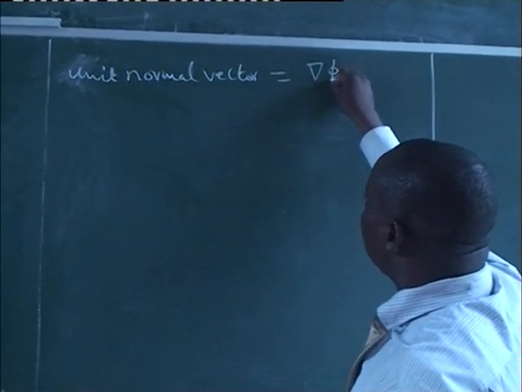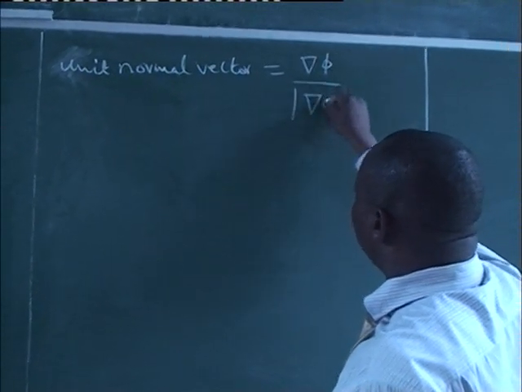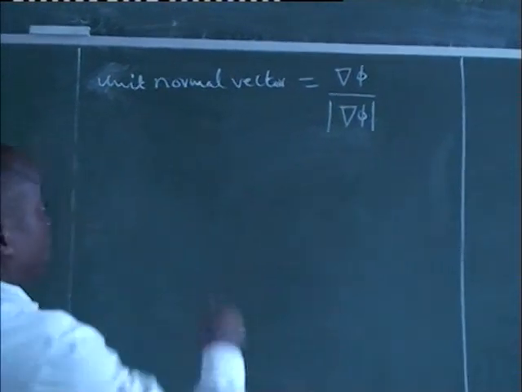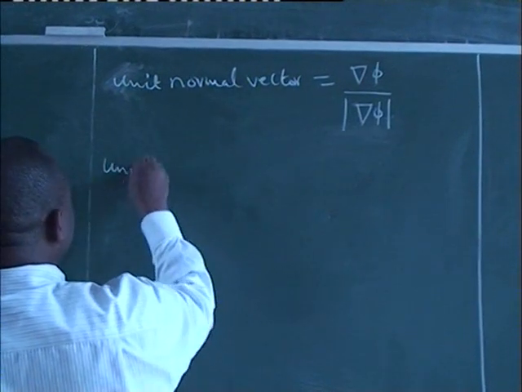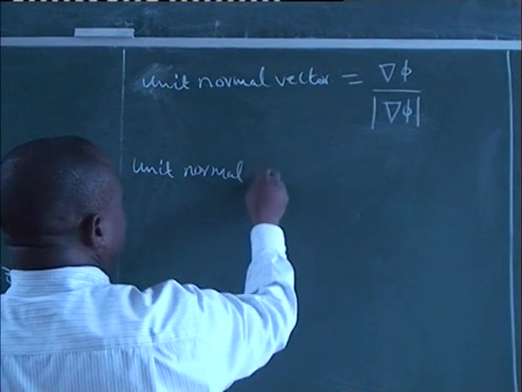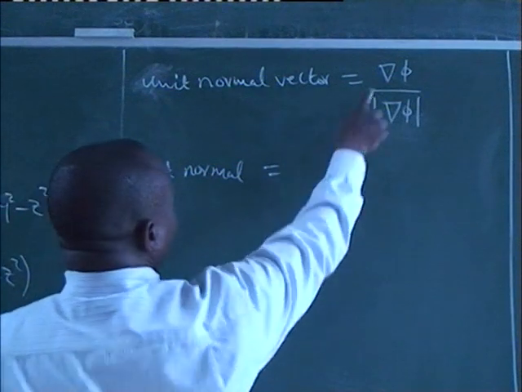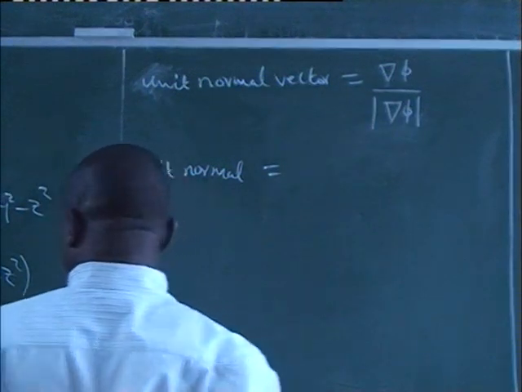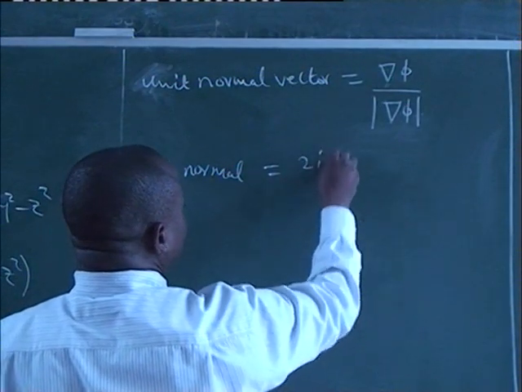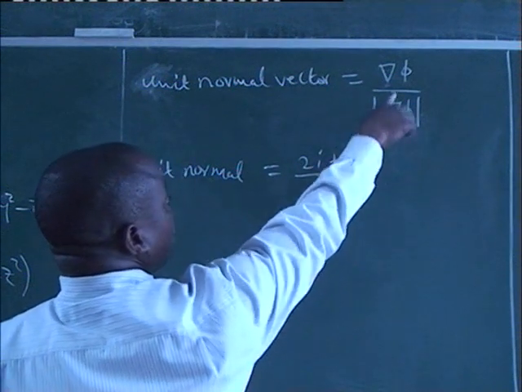The unit normal vector is del phi over the magnitude of del phi. The magnitude here is the modulus. We have already known del phi to be 2i plus 2k, so we have 2i plus 2k divided by the magnitude of del phi.